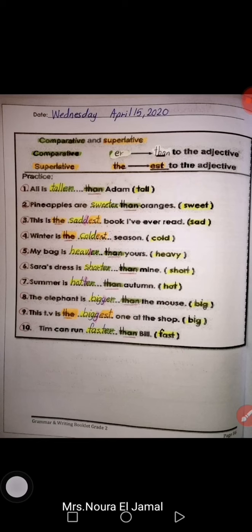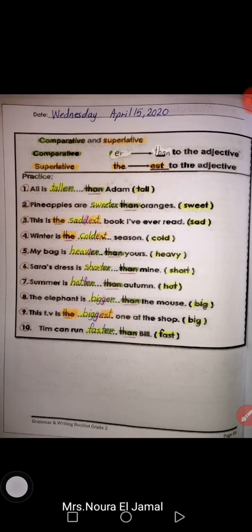Now let's move to page 86. Here we will write the comparative or the superlative adjective in the correct place. Number 1, Ali is taller than Adam. There is than here, than Adam. So it's a comparative or superlative? Comparative. So we will just write er beside the adjective tall. It will be taller than.